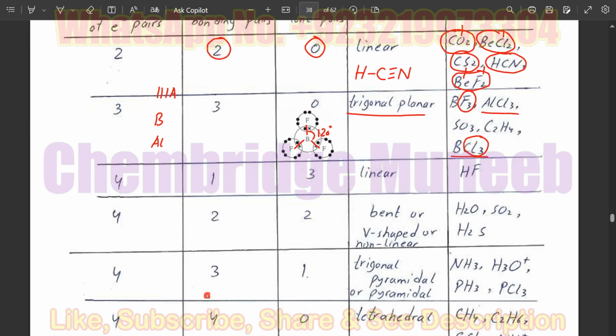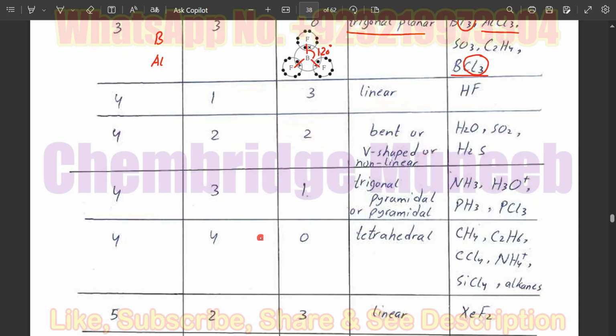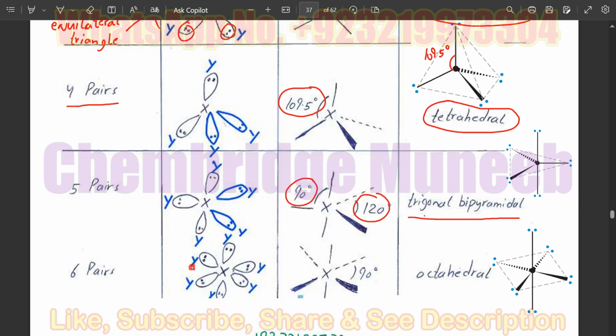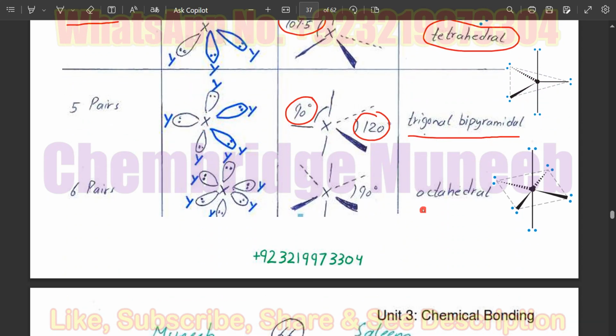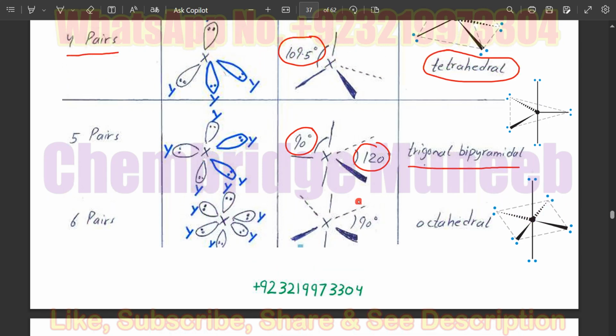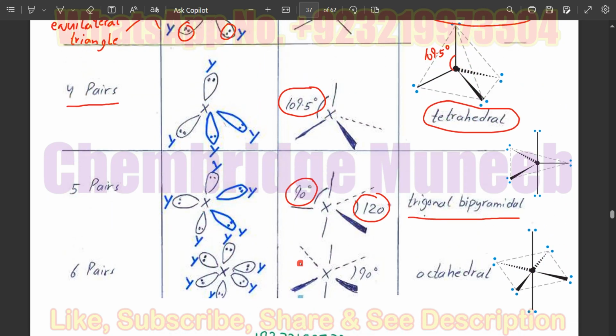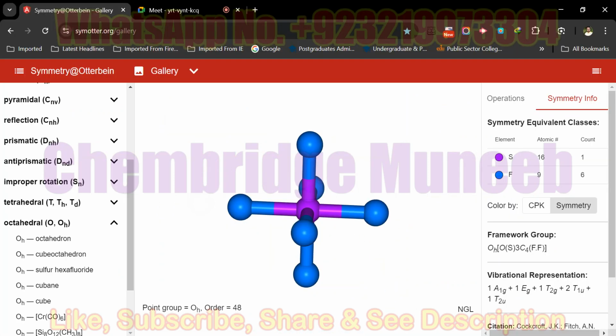Okay. And the next one is the one in which there are 6 bonding pairs around the central atom. When there are 6 bonding pairs around the central atom, then the shape of the molecule will become octahedral, and all of the angles will be oriented at 90 degree from each other. Should I show you the structure again from the website? The structure of the octahedral.